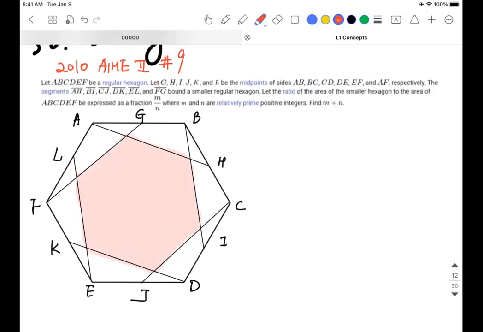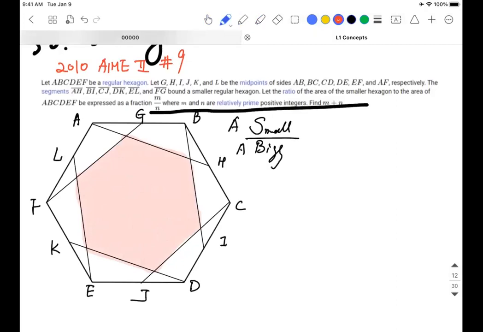And then the question says, let the ratio of the area of the smaller hexagon to the area of the big hexagon be expressed as the fraction m over n, where m and n are relatively prime numbers. Find the value of m plus n. Like I said, this is a typical way that AIME asks a question. So long story short, you need to find the area ratio: the smaller one over the big one.